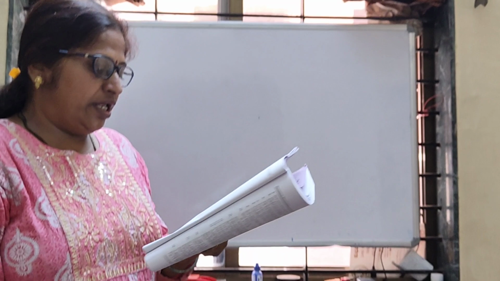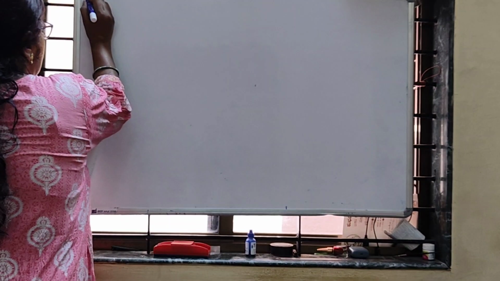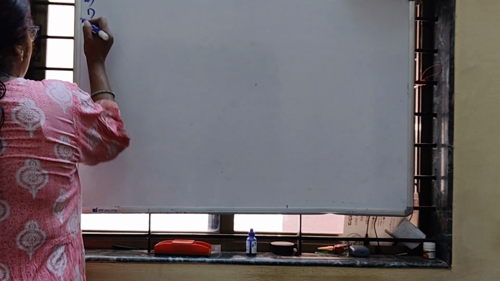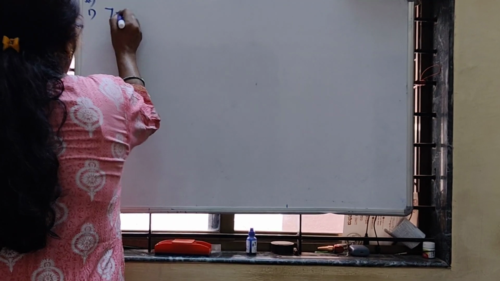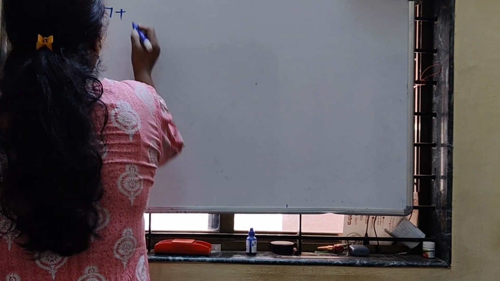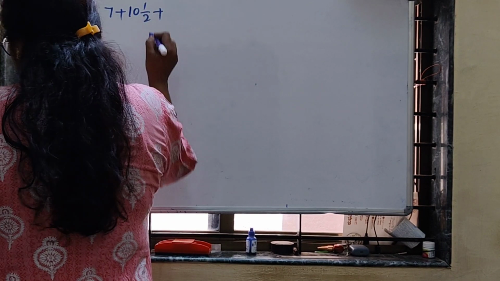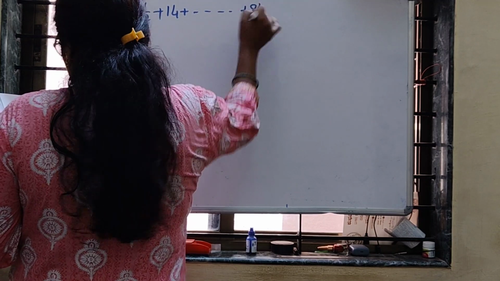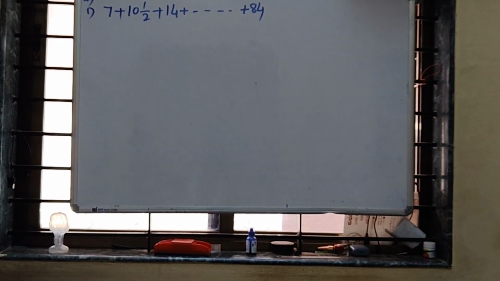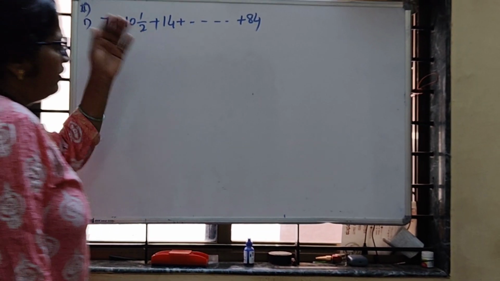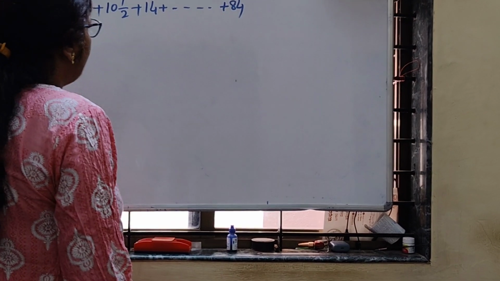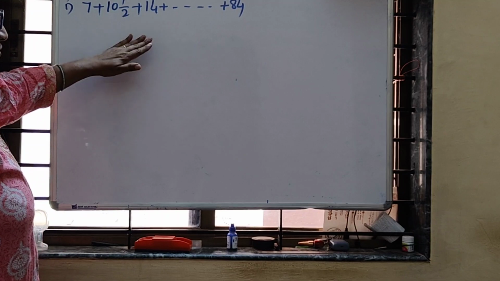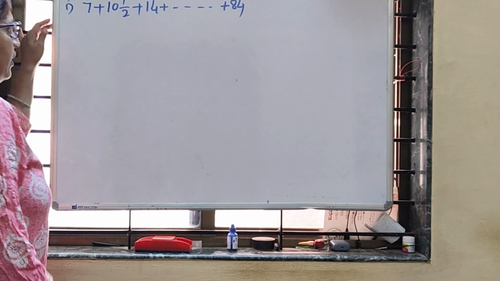There are 3 questions totally. First one, we need to find the sum of terms only. First one in second main: 7 plus 10 and 1/2 plus 14 and so on, plus 84. So the last term is given here, children. If the last term is given, we have a very easy method to find the sum of n terms. First we need to find n. We don't know n here, so first we need to find n, then we can find the sum of n terms.